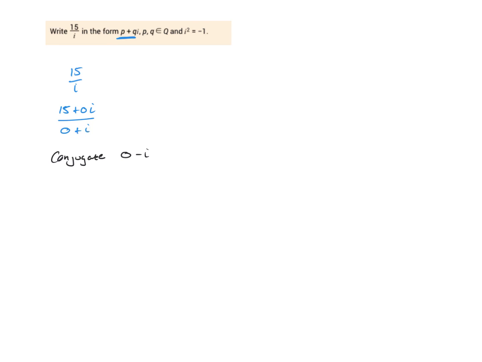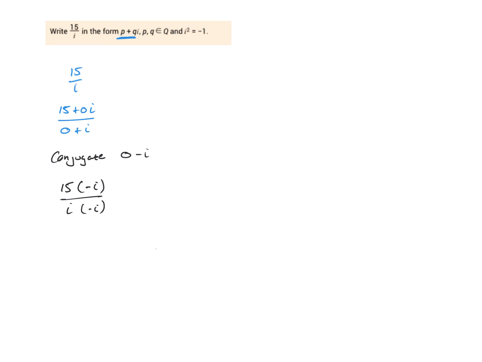Then we need to multiply both top and bottom by that. So we've got 15. Now, I don't need to put the plus 0i, because it's just 15, and what we have then is multiplied by minus i, because 0 minus i is just minus i. I can just get rid of the zeros and multiply them together. Likewise, on the bottom, I will have i, and what I'm multiplying by is minus i again. 0 plus i is just i, and I'm multiplying by the conjugate, which is 0 minus i, which is just minus i.